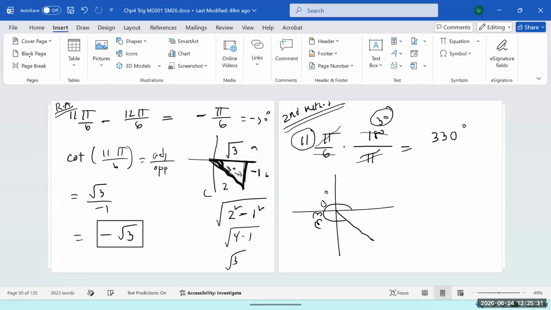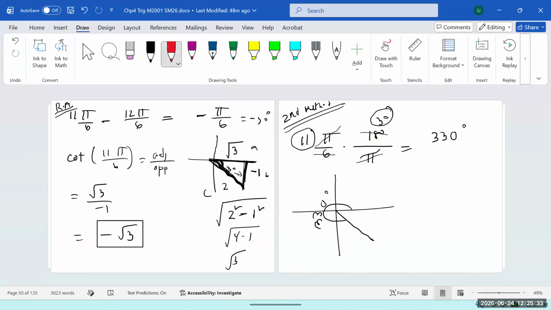330. So we look for this tiny reference angle here. 360 minus 330 gives us 30 degree here on the first quadrant. And then the rest. Okay. Any question?